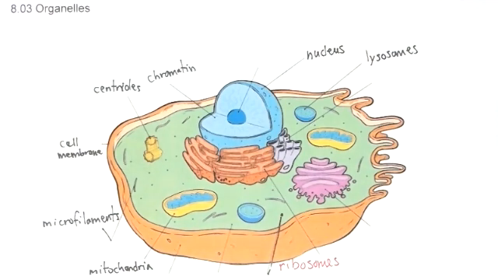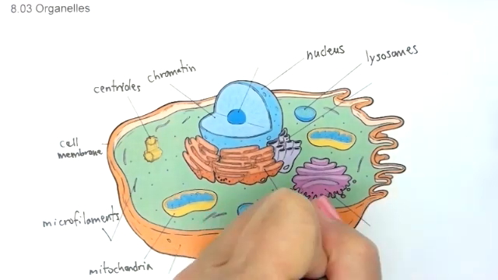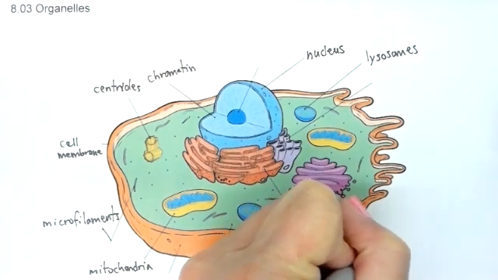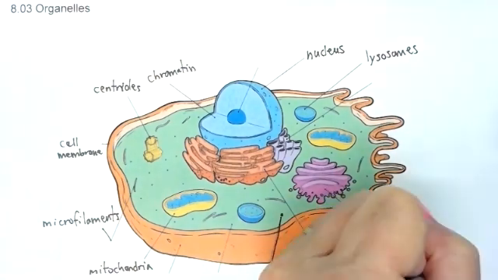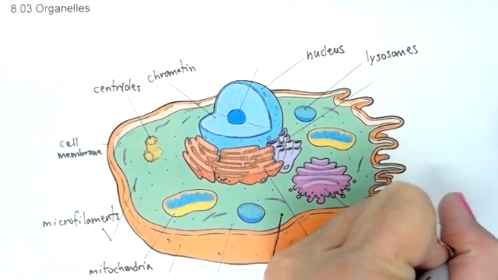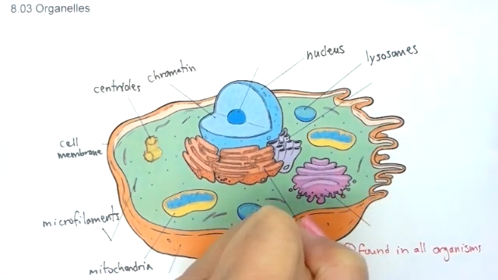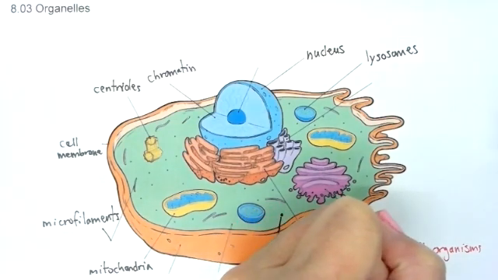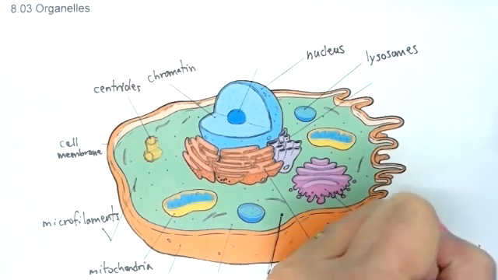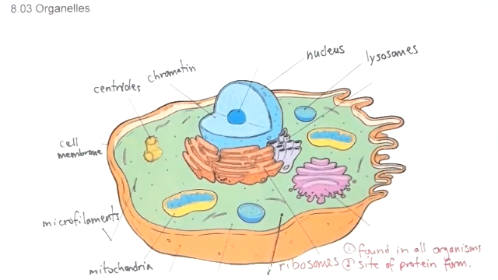And they're very small. Everybody has ribosomes, even prokaryotes. So it's one of the few structures that you find in both eukaryotes and prokaryotes. So what do I want to say about ribosomes? They're found in all organisms. And they are the site of protein formation. So when we form proteins, it's going to happen on the ribosomes.